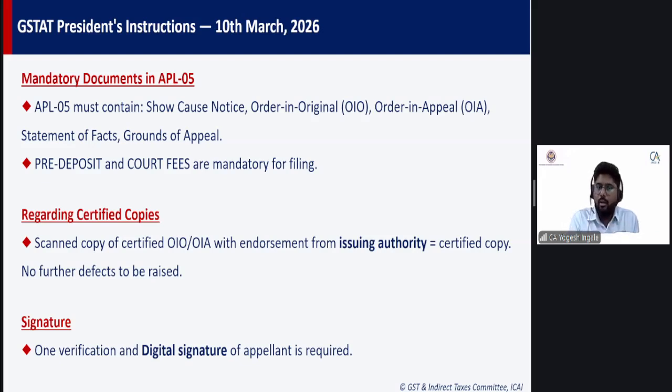So we have already gone through rule 20, rule 21, rule 22. Digital signature was not mentioned anywhere. However, in this precedent instruction, one verification along with digital signature of the appellant is required. So this is the precedent instruction dated 10th March 2026.